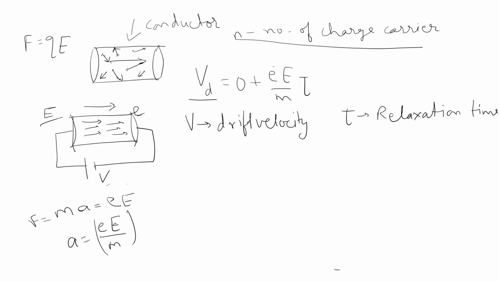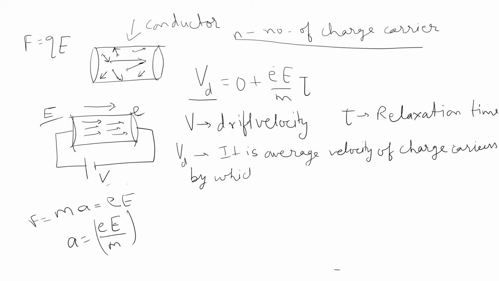So when we talk about the drift velocity, let us write it here. It is the average velocity of charge carriers by which these drift towards the positive terminal of the battery.